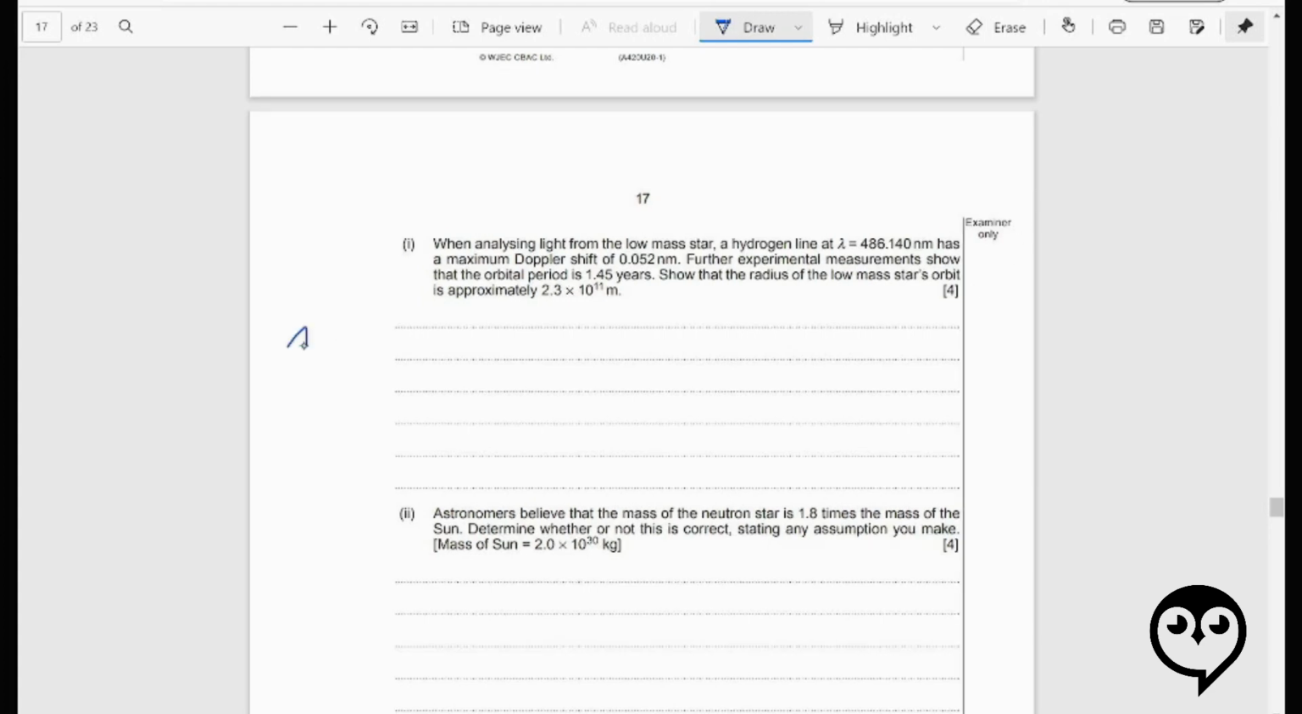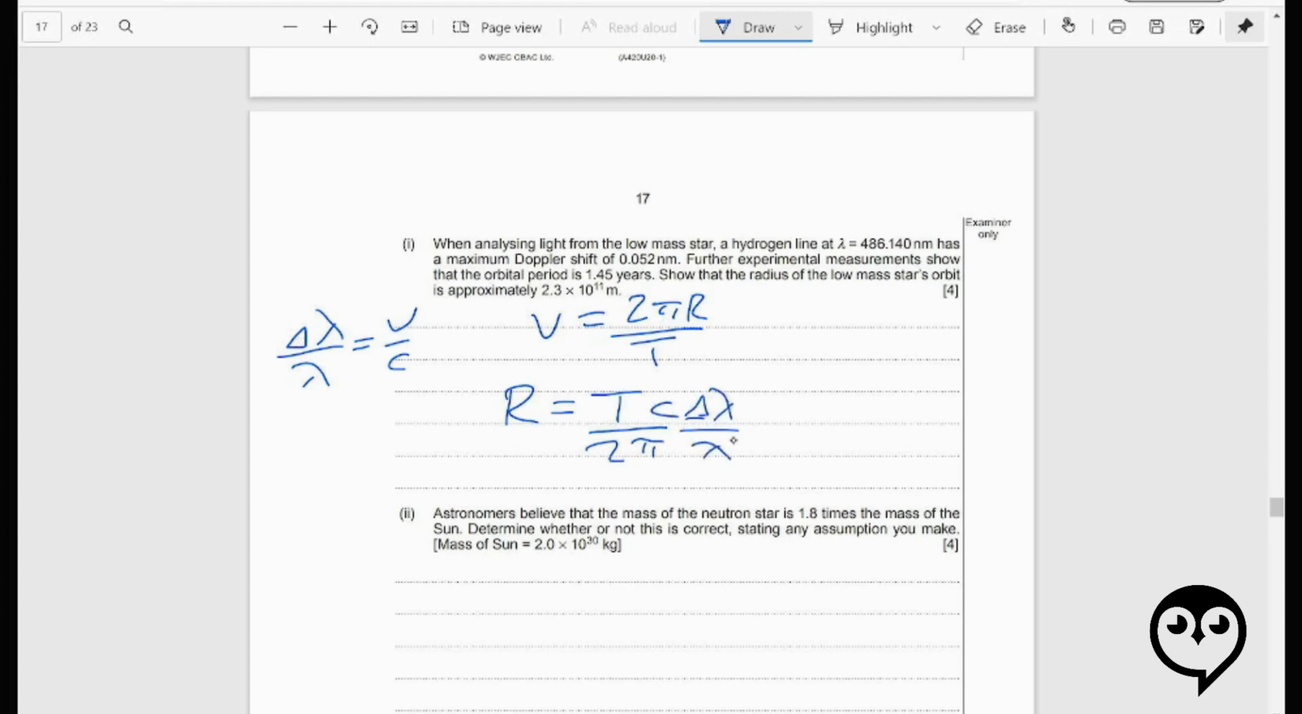Redshift probably means we will be finding the velocity of something, and we know the velocity is also equal to the circumference divided by the time, and that's the period. So maybe what we could do is plug these into each other. I'm going to say that the radius is equal to T over 2 pi times v. We know v is equal to c delta lambda over lambda. Let's plug it all in there.